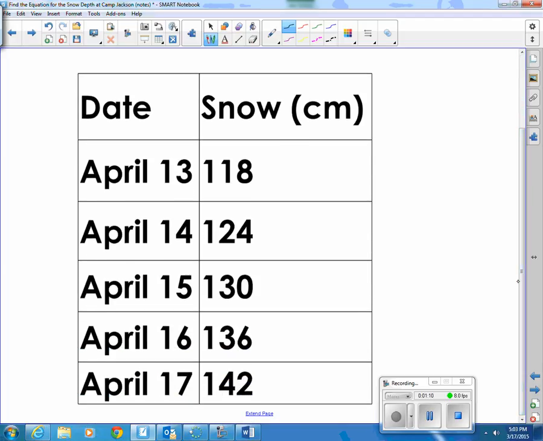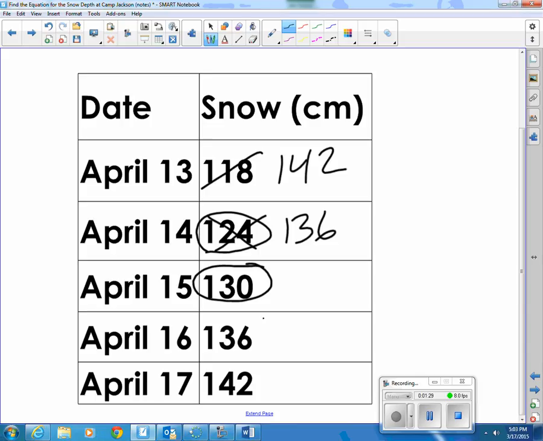So April 15th was 130. April 14th would have been, oops, April 14th would have been 6 inches more than that. April 13th would have been 6 inches more than that. And April 16th would have been 6 inches less because it's melting by 6 inches every day. And April 17th would have been 6 inches less than that. So our table would look something like this.